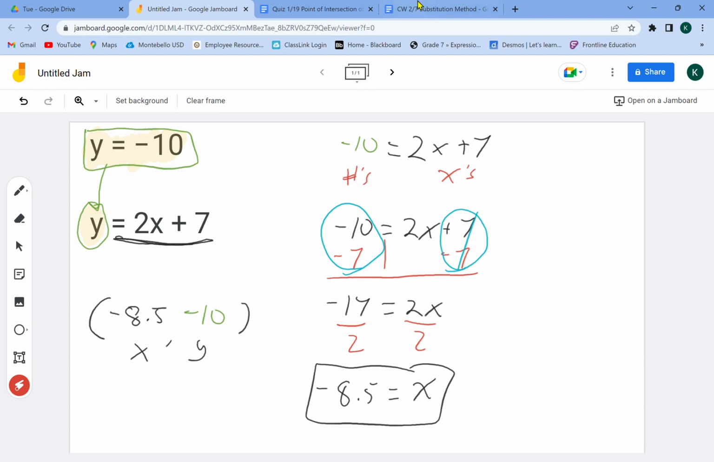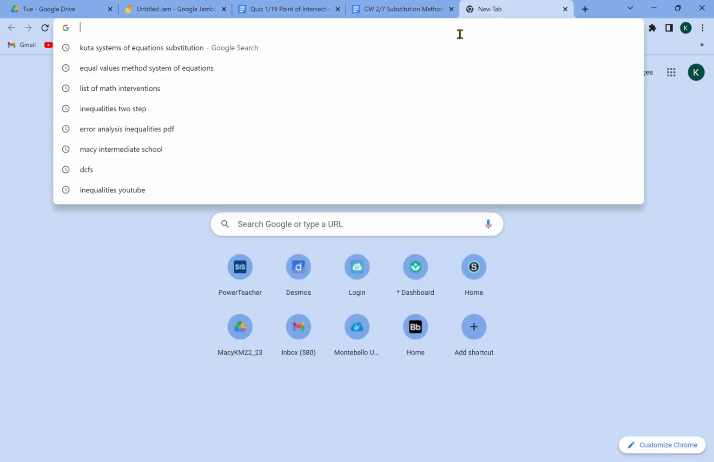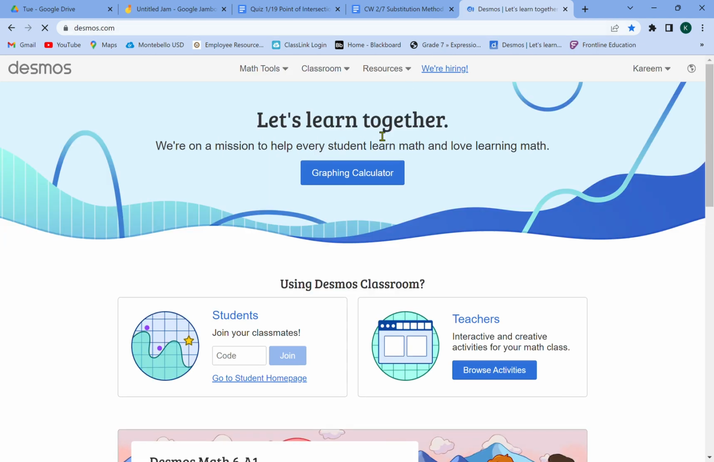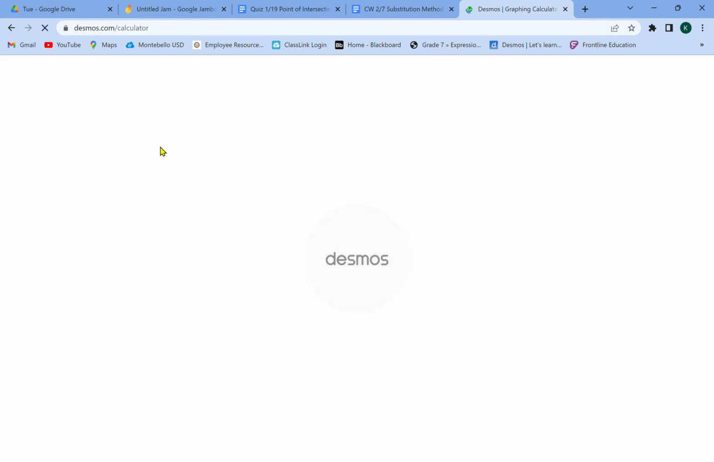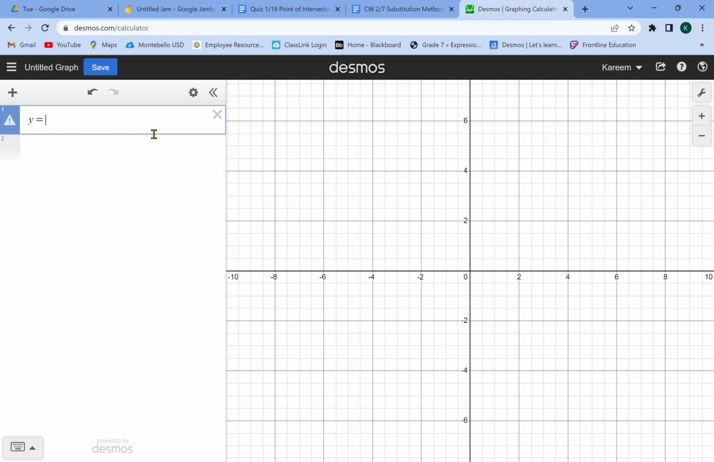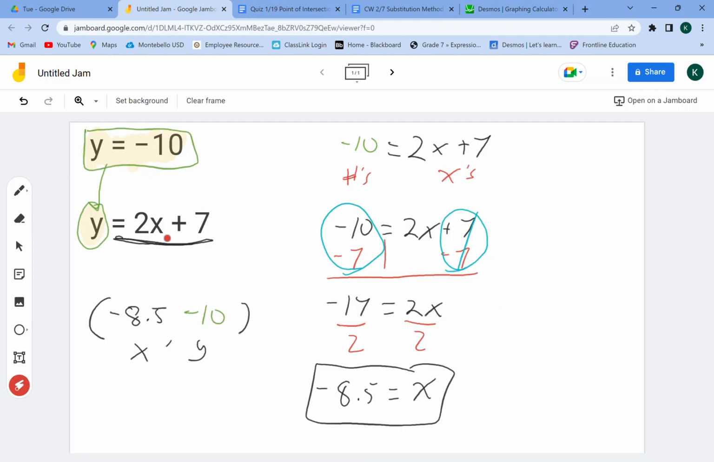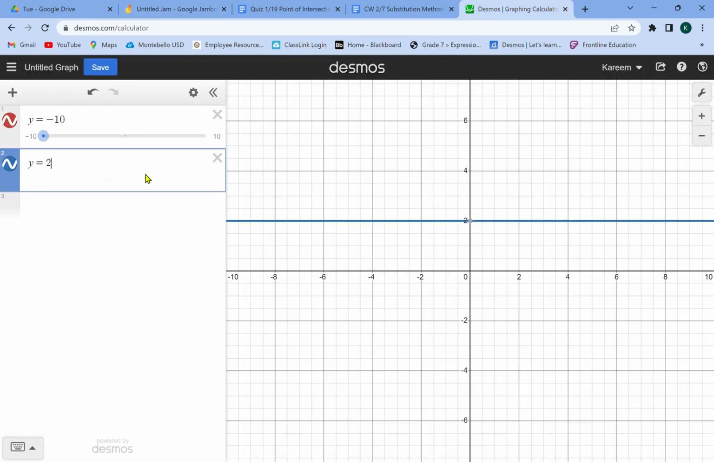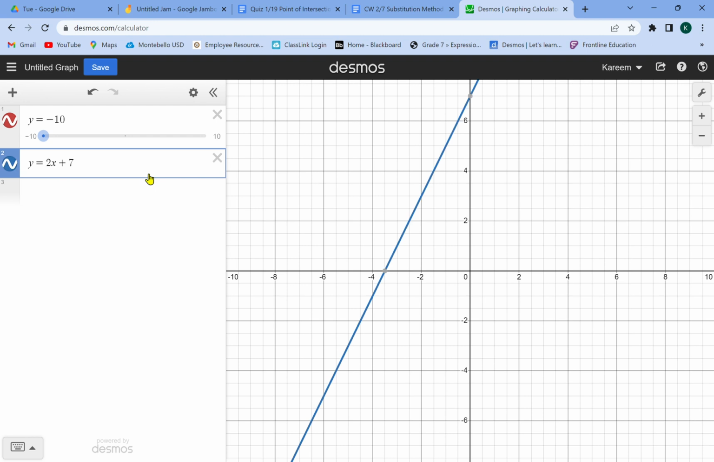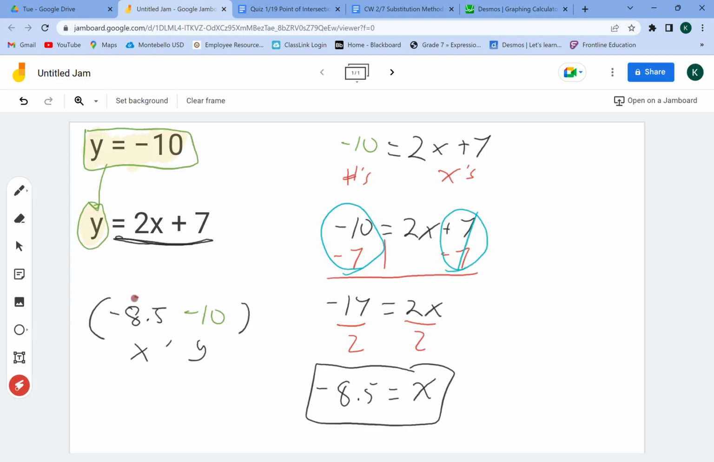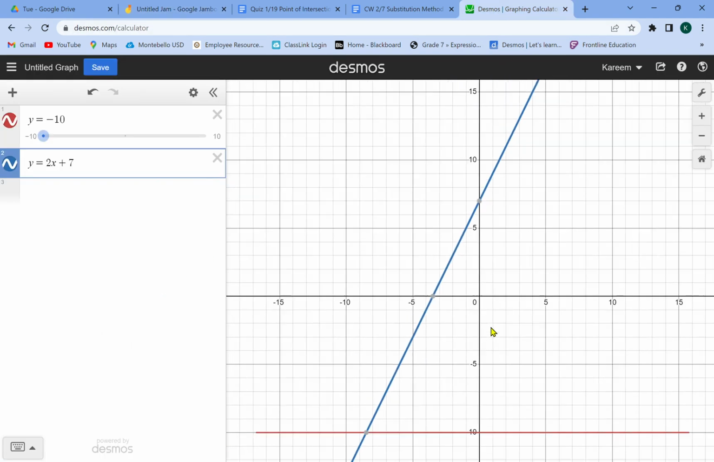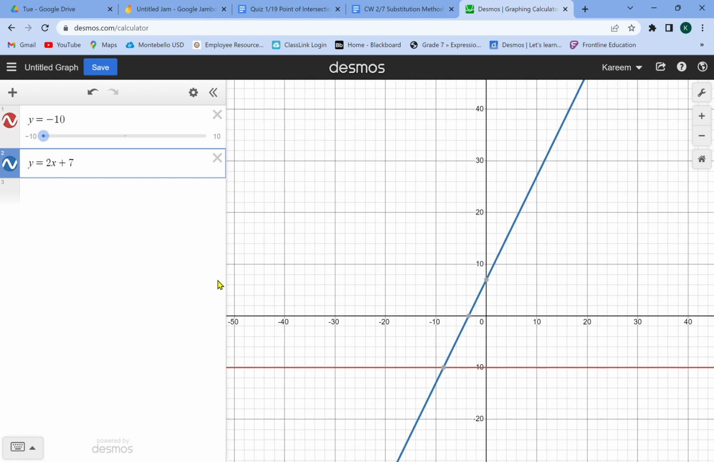So what you're going to do on today's assignment is go to Desmos to check your work. I'll click on Graphing Calculator. So I go here to y equals -10. And then I put y equals, and I look back here, and it's 2x plus 7. Now to check my answer, they're supposed to intersect here. And like we practiced before, you have to zoom out a bit so you can see the two lines. Notice I'm supposed to see a blue and a red line, and boom, I see it right there.